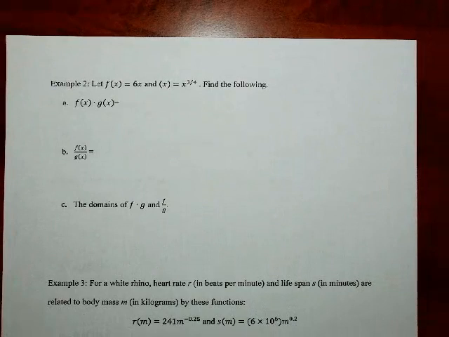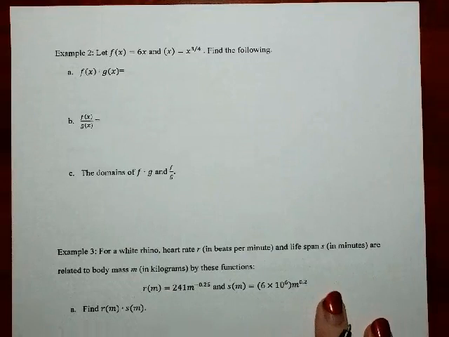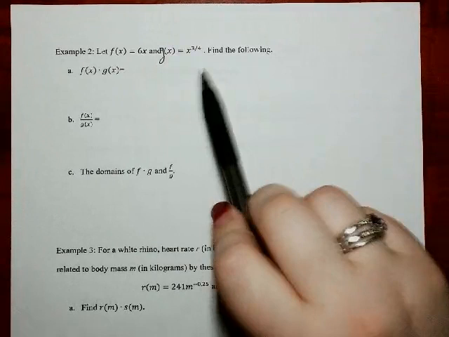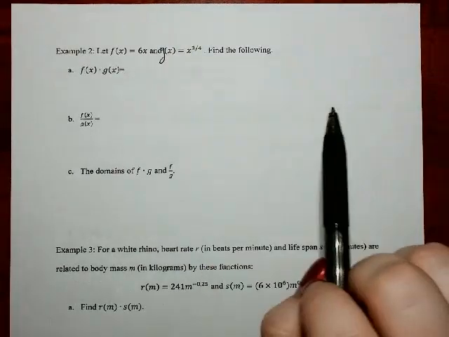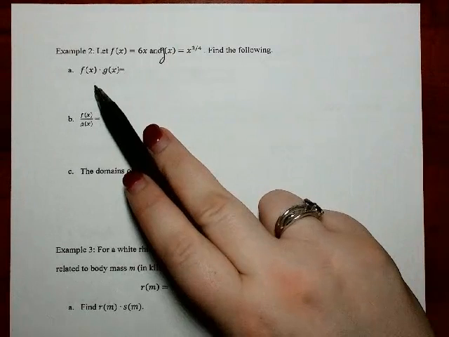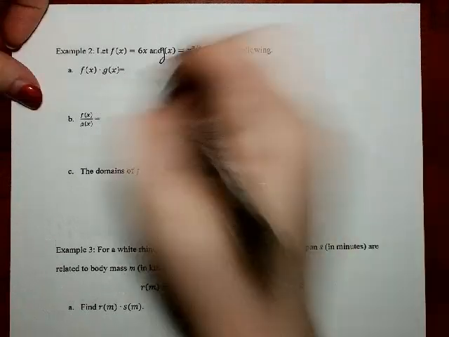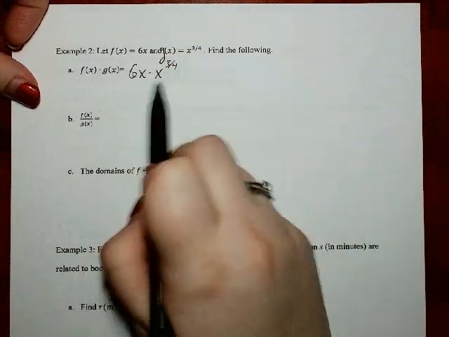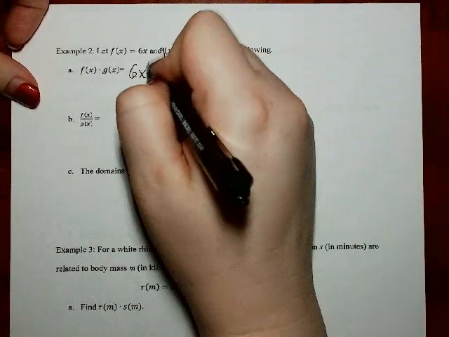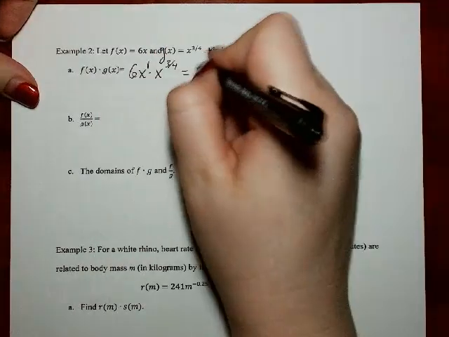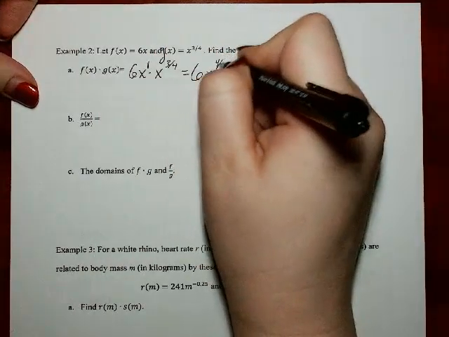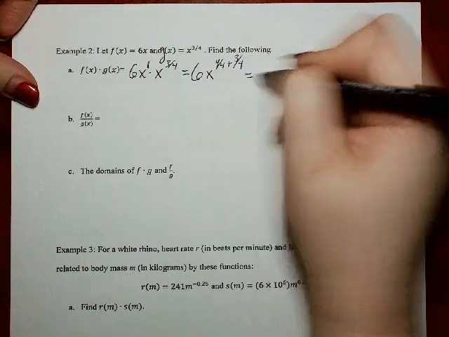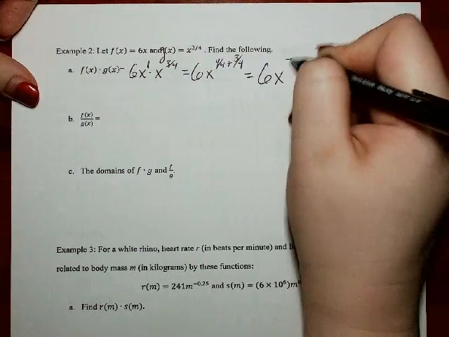So, example 2, let f of x equal 6x and g of x equals x to the 3/4. Find the following. f of x times g of x would be 6x times x to the 3/4. We have a product of powers here. This one has an exponent of 1. 1 is the same as 4/4. And then we add because it's a product of powers. So we get 6x to the 7/4.